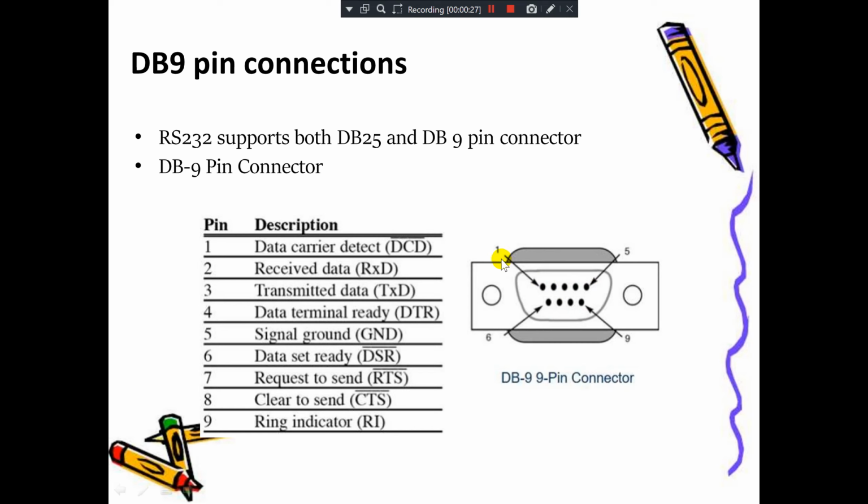The first one is indicated as 1, which is data carrier detect. The second one is receiver data, and the third one is transmitting data, that is TXD. The fourth one is data terminal ready, that is DTR. The fifth one is signal ground, that means the ground pin. Again, the sixth one is data set ready, and the seventh one is request to send. The eighth one is clear to send, and the ninth one is ring indicator, which is indicated as RI.